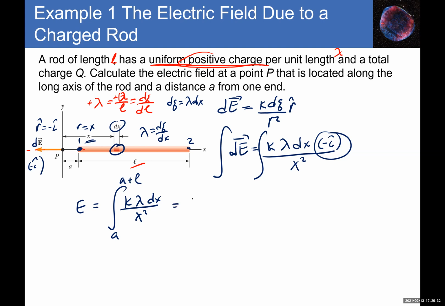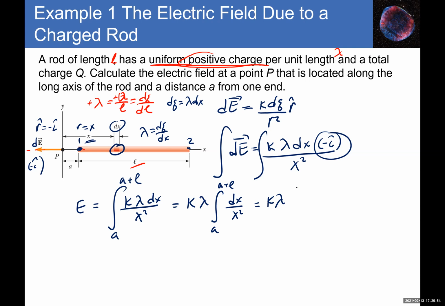Then I can see that k is a constant and can come out of the integral. Lambda is a constant and can come out of the integral. What I have then is the integral of dx over x squared with the limits of A and A plus L. Then this is k lambda. I imagine you should have no problem integrating this.